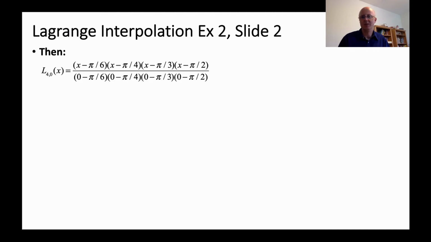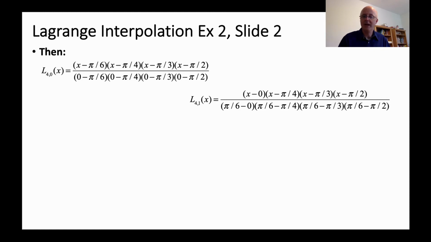Symbolically, it's going to be somewhat similar. Here would be L4,0 of x. Notice this is 0 at pi over 6, pi over 4, pi over 3, and pi over 2, and equal to 1 at the 0th node, which is the number 0. Here would be L4,1 of x. This is 0 at 0, pi over 4, pi over 3, and pi over 2. It's equal to 1 at pi over 6.